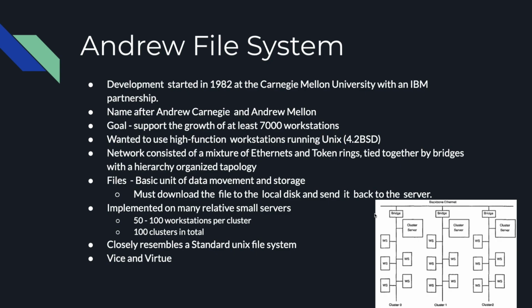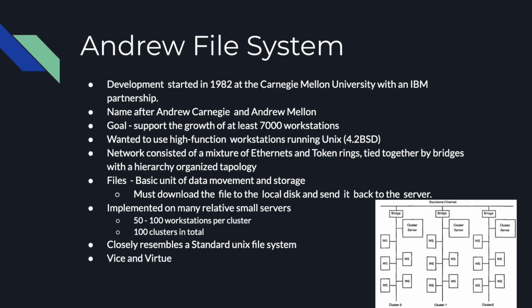Files were the basic unit of data movement and storage. Essentially, nothing would be downloaded by pages, it would just be an entire file. It was less of a strain on the network. It would also be downloaded to a local disk so that the user could work locally, and then once it was done using it, it would send it back to the server.